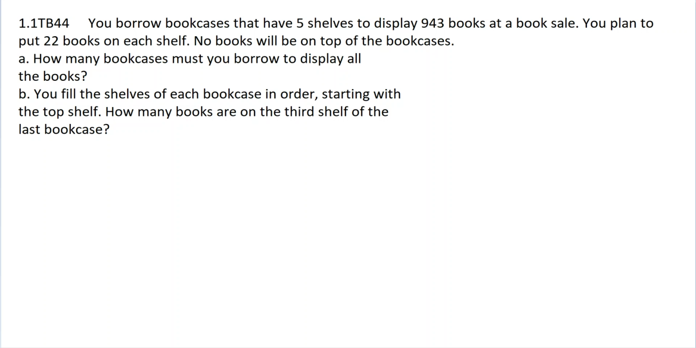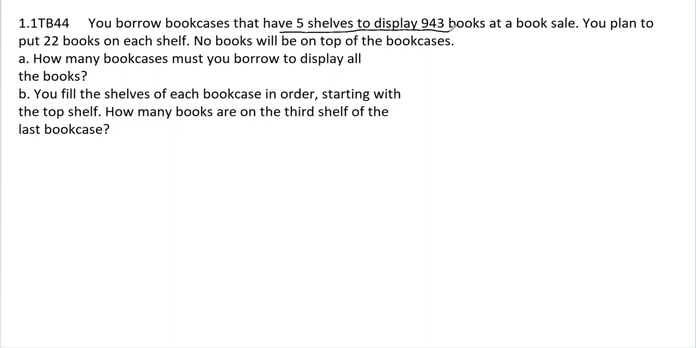You borrow bookcases that have 5 shelves to display 943 books at a book sale. You plan to put 22 books on each shelf. No books will be on the top of the bookcases. A. How many bookcases must you borrow to display all of the books?